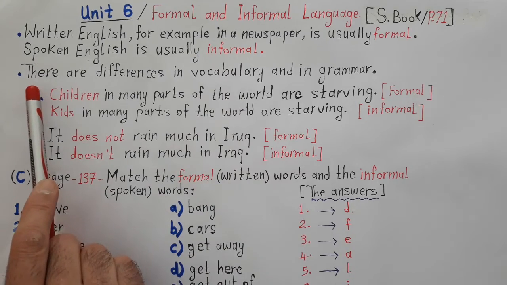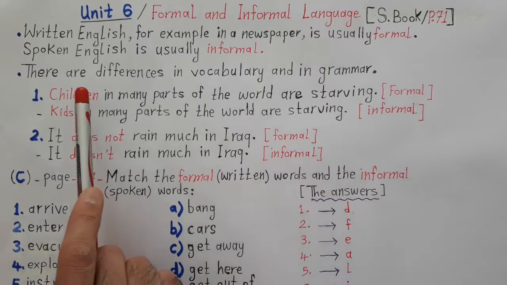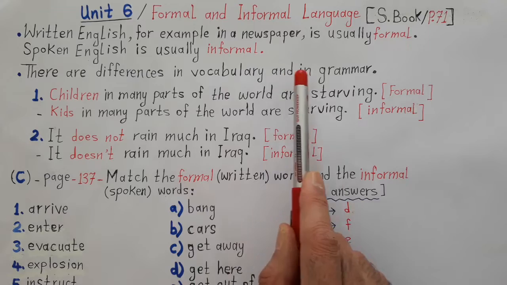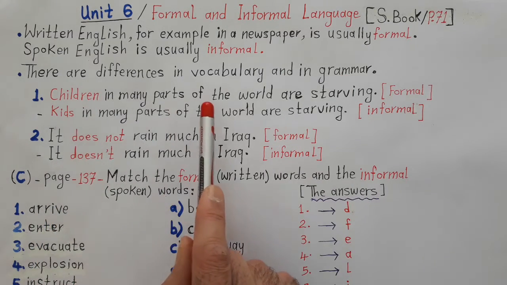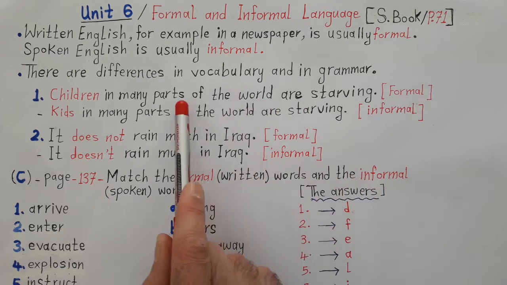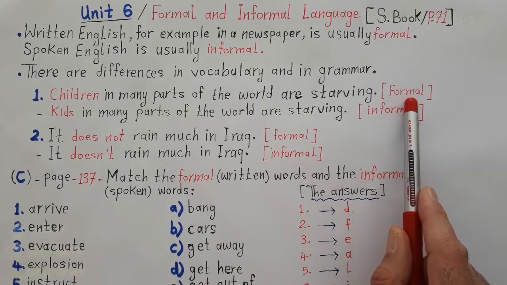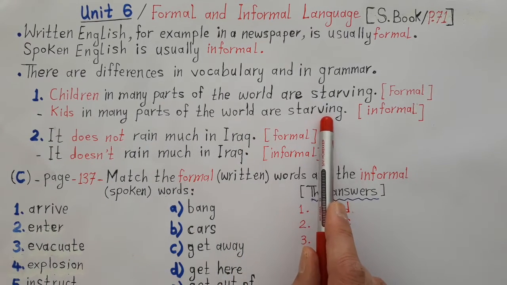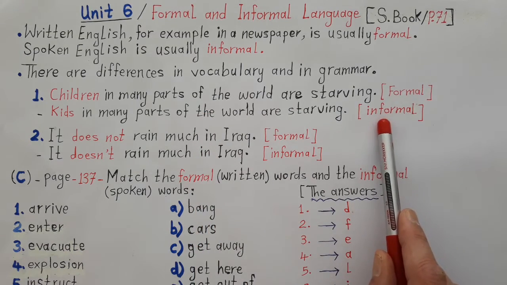The second point is, there are differences in vocabulary and in grammar. بين اللغتين توجد اختلافات في المفردات وفي القواعد. We have two examples. Children in many parts of the world are starving. The language of this sentence is formal. لغة هذه الجملة تكون formal رسمية. Kids in many parts of the world are starving. While in this sentence, the language is informal, غير رسمية.